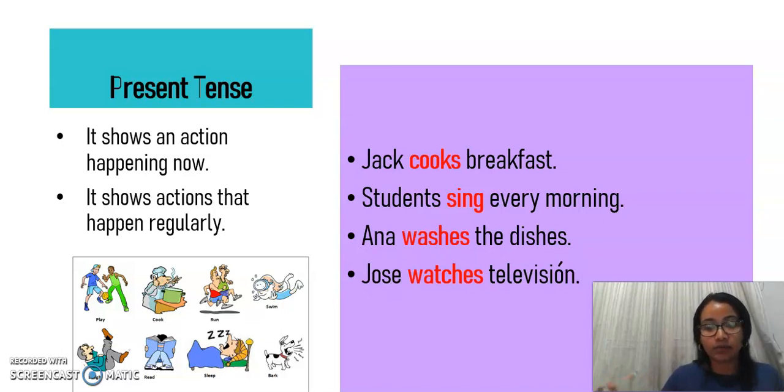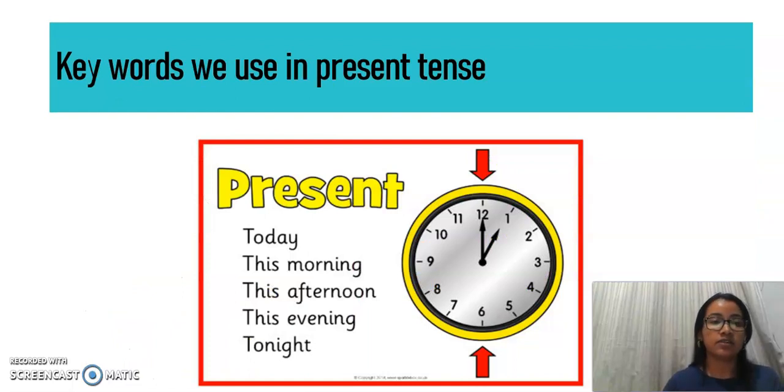Let's see the examples that we have. The first one says, Jack cooks breakfast, Anna washes the dishes, Jose watches television. And if you look at the picture that we have over there, we can see many verbs in the present tense. For example, play, cook, read, sleep. Let's go with some of the expressions that can help us when we are speaking in the present tense: today, this morning, this evening, tonight. Those expressions can help us when we are speaking in present tense.